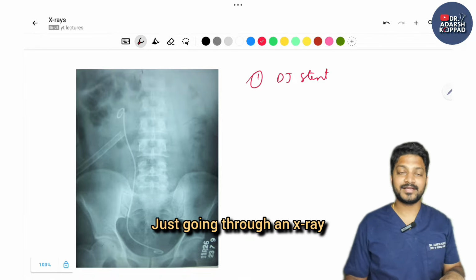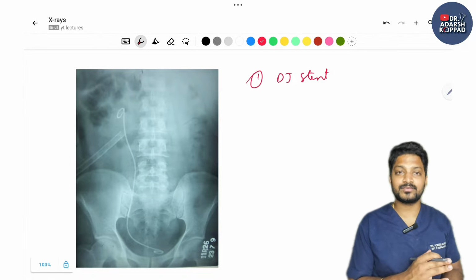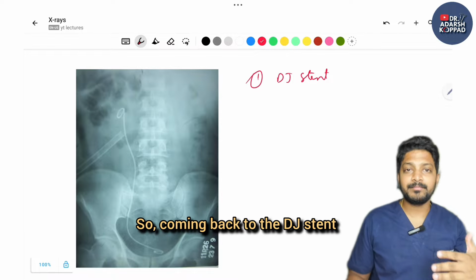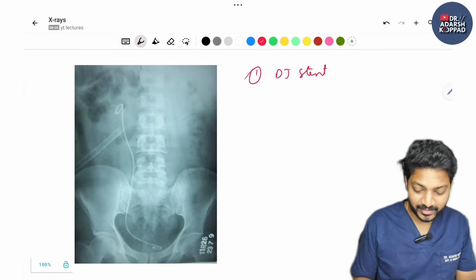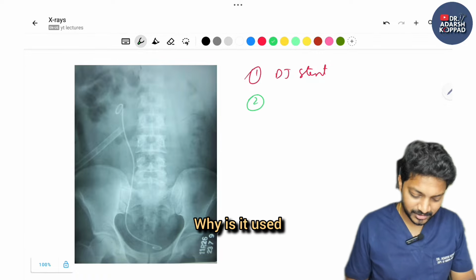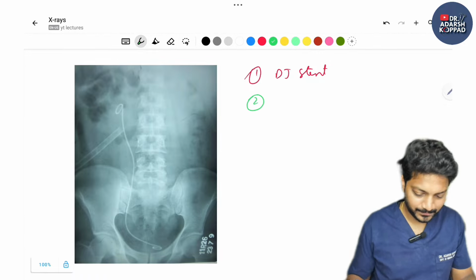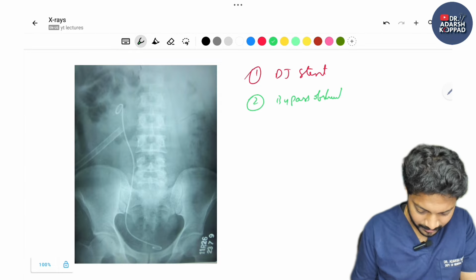Just going through an X-ray and immediately diagnosing it and going forward will not help you. So coming back to the DJ stent, he can ask you what is the function, why is the DJ stent used? It is used to maintain the patency. It is used to bypass the obstruction and maintain patency.